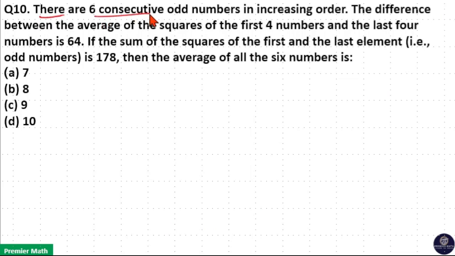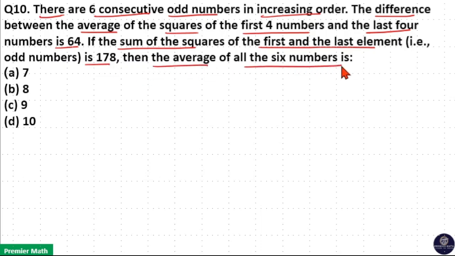There are 6 consecutive odd numbers in increasing order. The difference between the average of the squares of the first 4 numbers and the last 4 numbers is 64. If the sum of squares of the first and the last element is 178, then the average of all the 6 numbers is? Here let us consider the 6 odd numbers as follows.